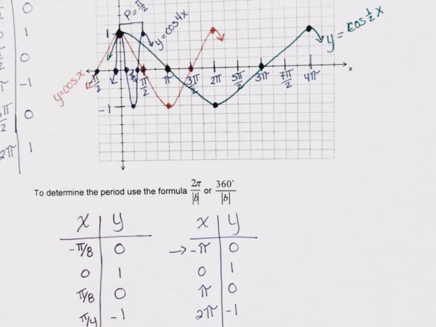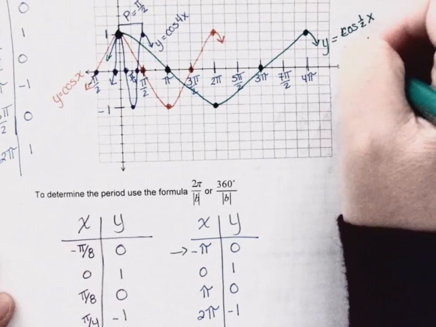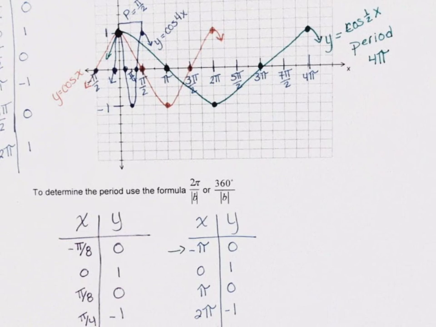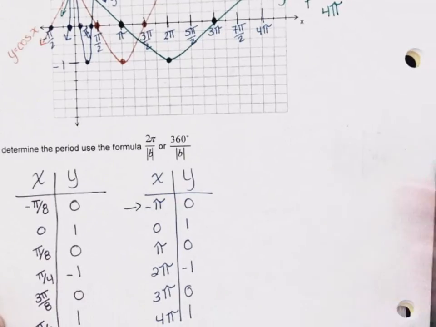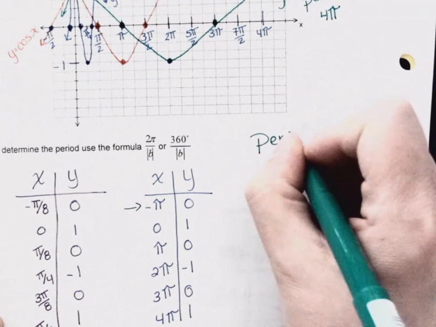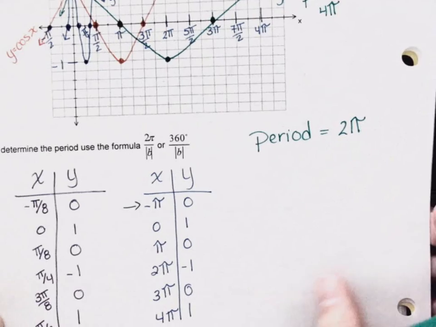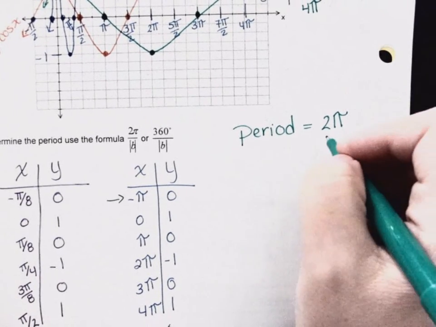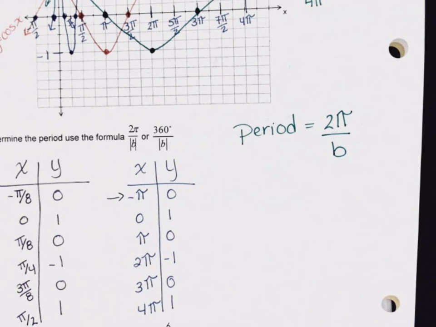Somebody tell me the period of this function. The period of this function is 4 pi. So this is how you can math it out. To calculate the period, you take 2 pi, because that's the original period, and you divide it by the b value. Not the reciprocal value, but the b value. It's the one multiplied by the x.